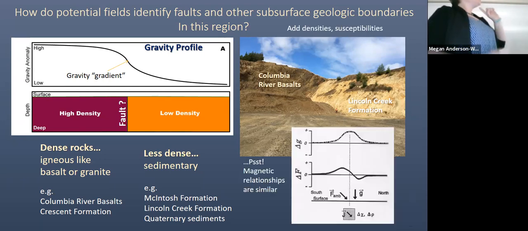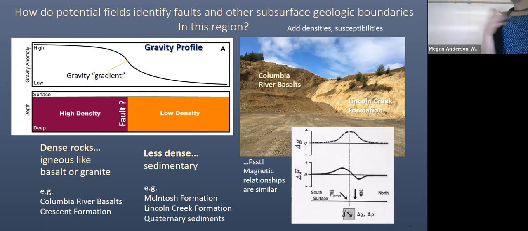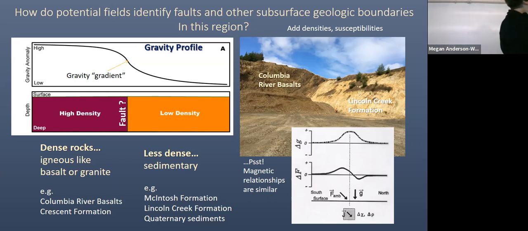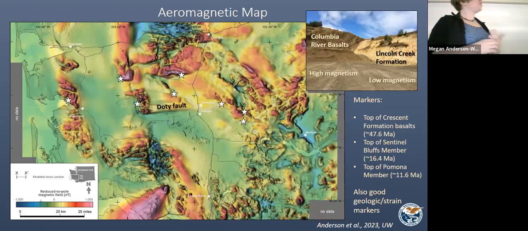And magnetic data has very similar principles, and the igneous and the sedimentary rocks have really similar relationships, especially if you have basalt as your igneous rocks, which we do here. It's a little more complicated to interpret because the anomalies are more asymmetrical than the gravity anomalies, but we can use them in a very similar way. So we're going to just look at both. Okay, let's jump into the results.